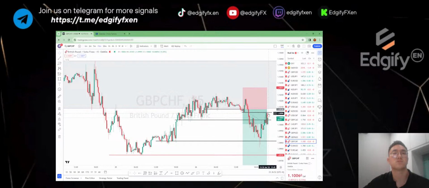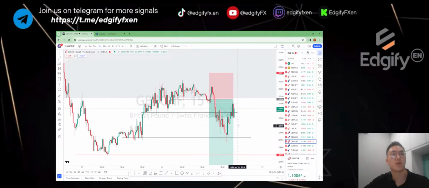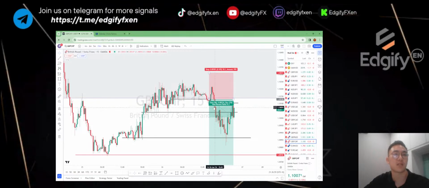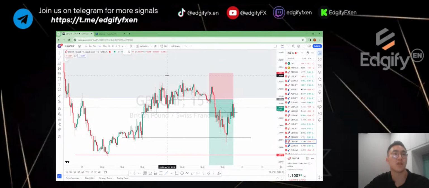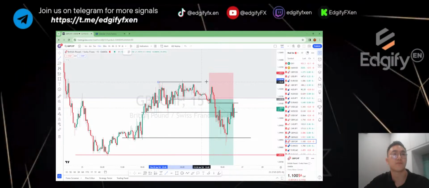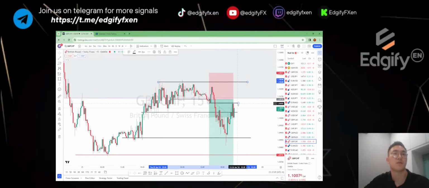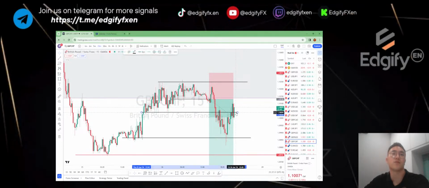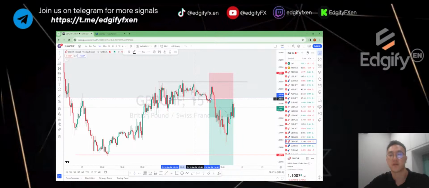GBP CHF took us out, it dumped again. If I would want to make another entry on this, I would wait for the price to actually take out all these highs. I want the price to break above. Then I will start to look for a second opportunity for GBP CHF.